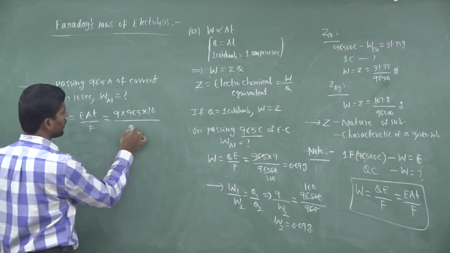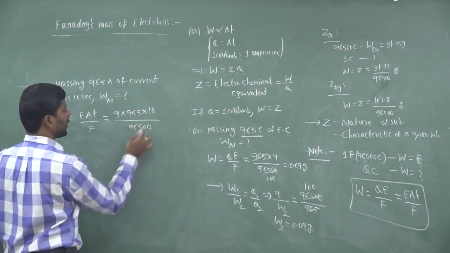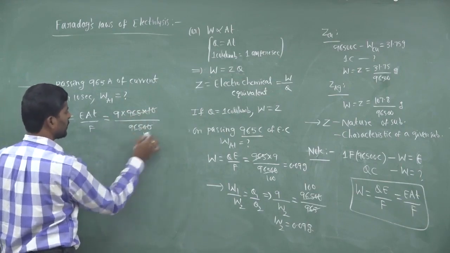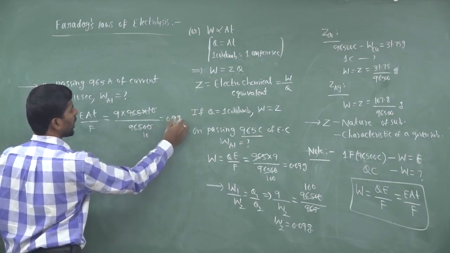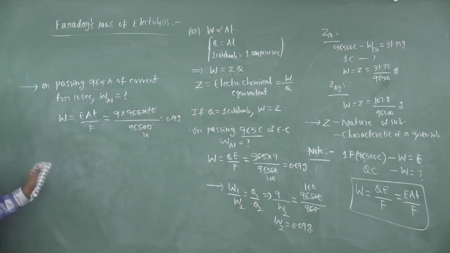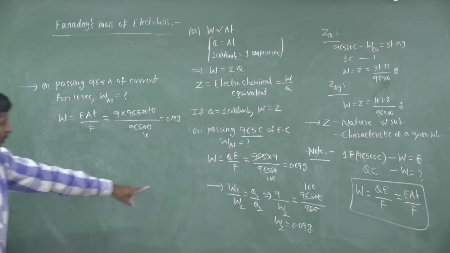F value is 96,500. So 10 times gets cancelled. That means 0.9 grams. So the weight of aluminum deposited is 0.9 grams. Otherwise you can follow like this also.